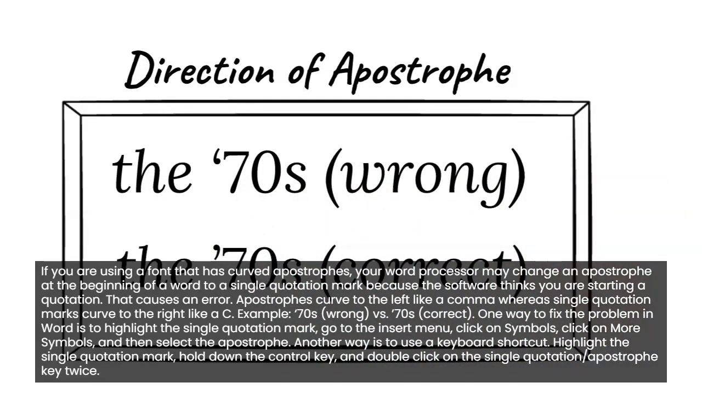One way to fix the problem in Word is to highlight the single quotation mark, go to the Insert menu, click on Symbols, click on More Symbols, and then select the apostrophe. Another way is to use a keyboard shortcut. Highlight the single quotation mark, hold down the Control key, and press the single quotation apostrophe key twice.